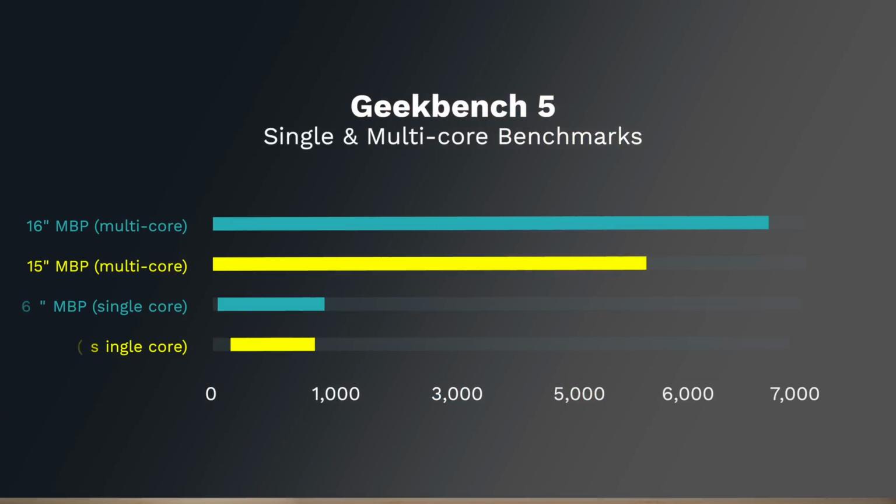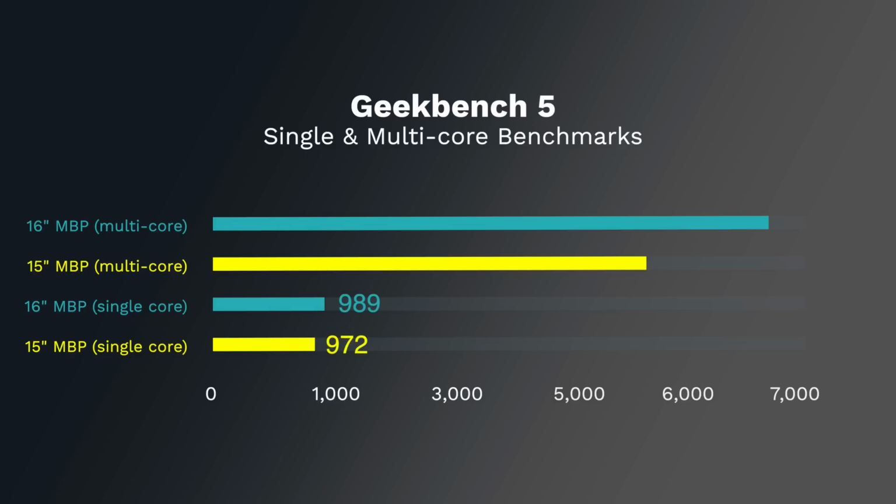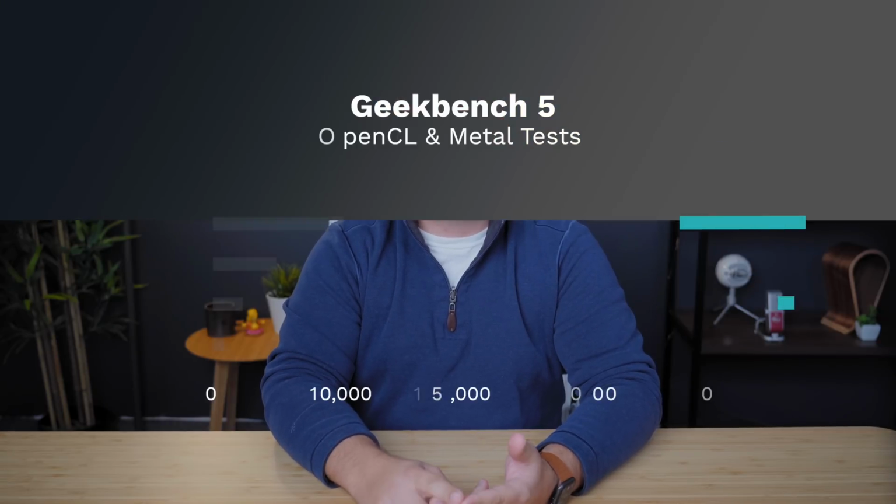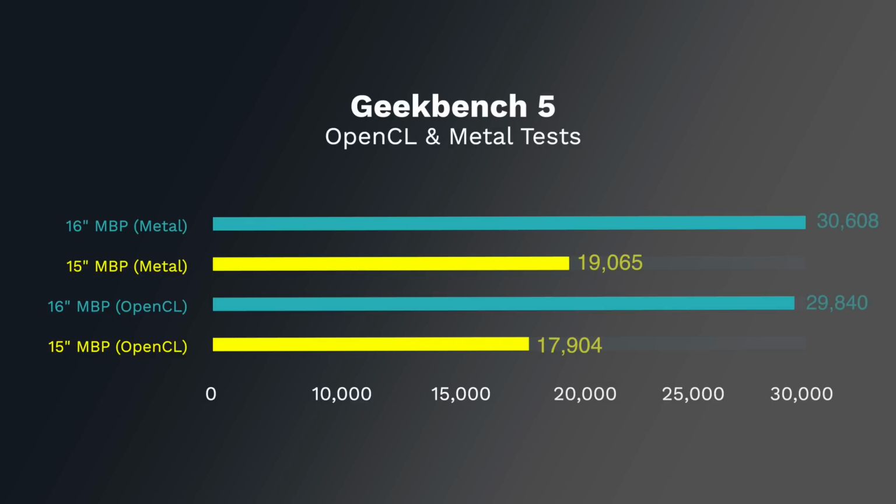The single core scores were pretty much identical between last similar spec 15-inch MacBook Pros that were released earlier this year and the new 16-inch MacBook Pros, but you'll see a moderate improvement in multi-core scores with the 16-inch over the 15. There's an even bigger difference when you're running the OpenCL and Metal tests with the dedicated graphics card, with both scores hovering around the 30,000 mark on the 16-inch, while the 15-inch failed to break 20,000 in both tests.